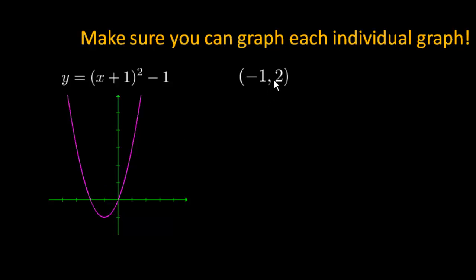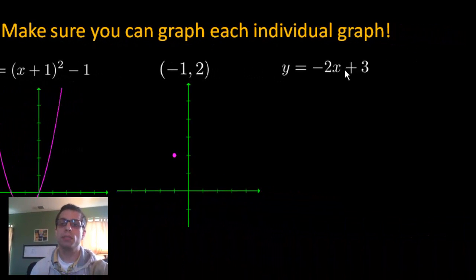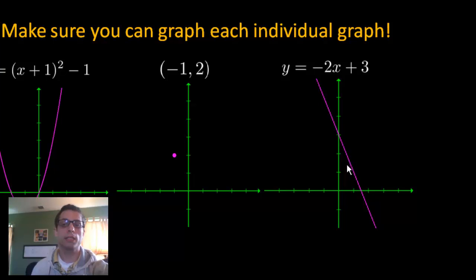All right, the next one is the point negative 1, 2, which is just a coordinate point at negative 1, 2. Then our third piece, which is negative 2x plus 3, is going to look like this line right here. And again, if you're not sure how to graph lines, you can make a little t-table and pick 3 different x values.